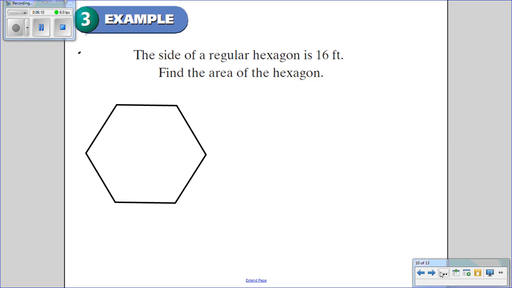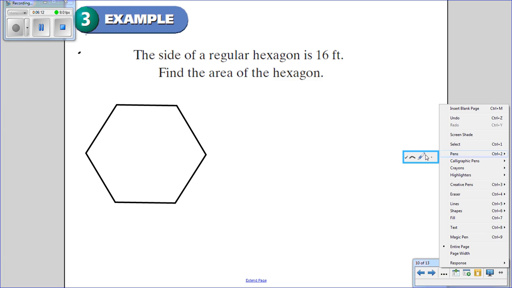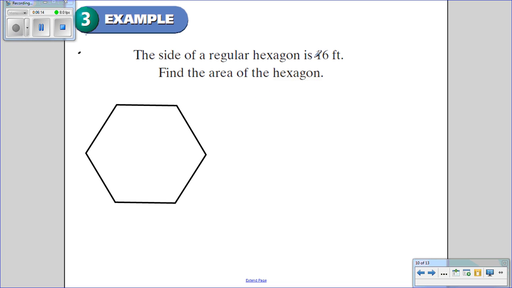Move this over here. According to the given information, the side of a regular hexagon is 16 feet. That means all of these sides are 16 feet because it is a regular hexagon. A hexagon has 6 sides. We have area equals 1/2 apothem times perimeter.